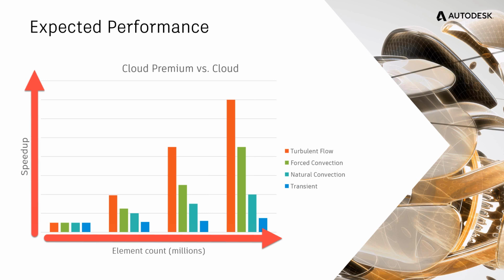As the element count increases, what we are expecting to see in the current offering as it exists today is turbulent flow will just continue to get faster and faster in comparison to the regular cloud solution. And like I said, there's a little bit of a drop off in performance when you add forced convection, but it should also outperform cloud as the element count goes up. You add natural convection and transient, and the effects start to go down a bit. As the offering matures even further, we expect all of these other physics types to start to catch up to the turbulent flow type of speed up gains.